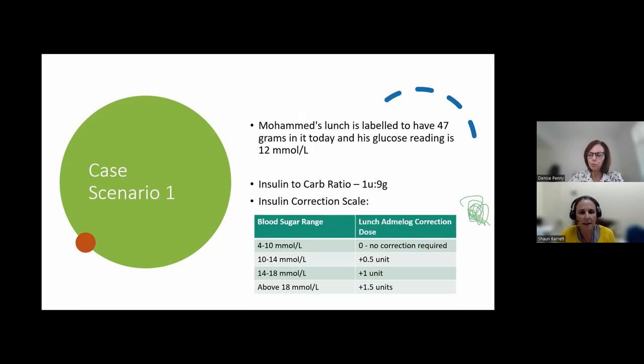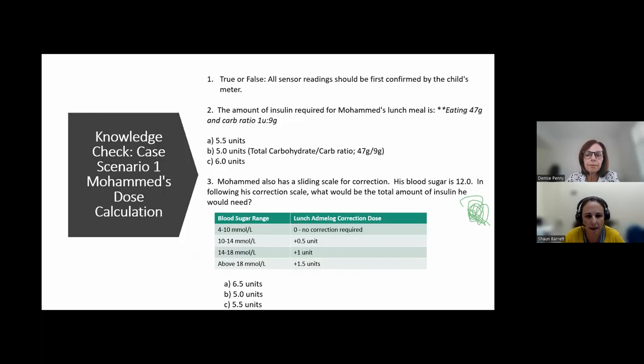So with that being said, Mohammed today has a lunch and his family has labeled the lunch. And that's something that we encourage our families to do, of course. And he has 47 grams in his lunch and his sugar is 12. So in following these orders, and I know the poll questions are going to come up in a minute, carb ratio of 1 to 9, and then his correction scale, we just wanted to ask the following questions.